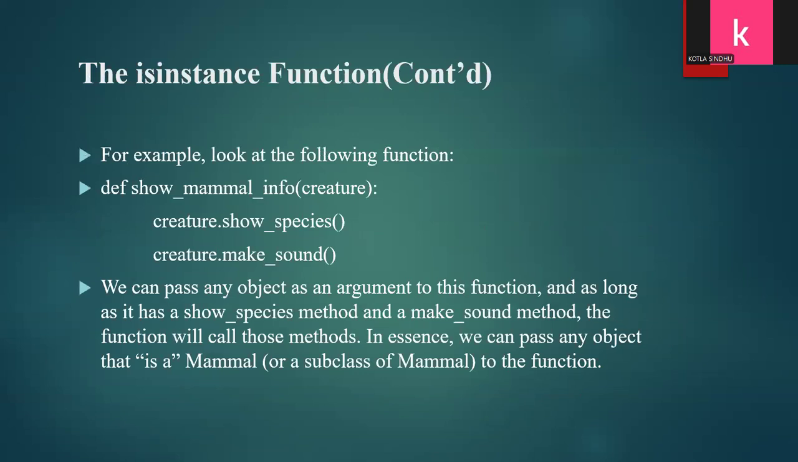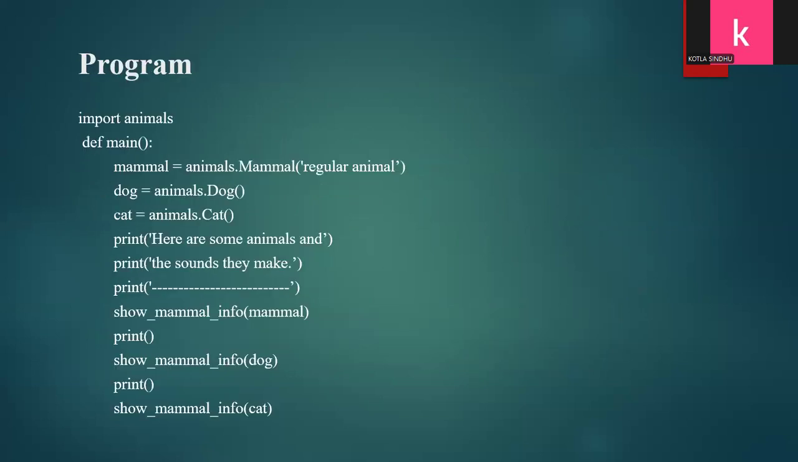Next, here we have an example. def show_mammal_info(creature): creature.show_species() and creature.make_sound(). show_species is a method and make_sound is a method. We can pass any object as an argument to this function, as long as it has the show_species method and the make_sound method. We can pass any object that is a mammal to the function. "Is a" means inheritance.